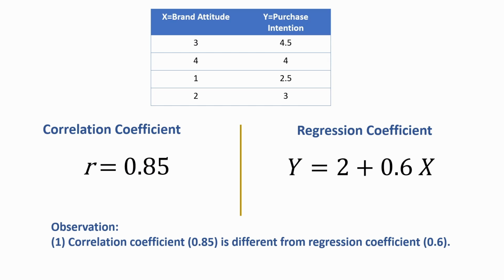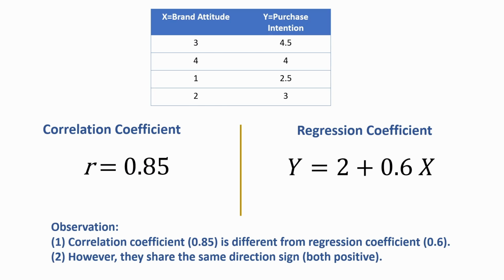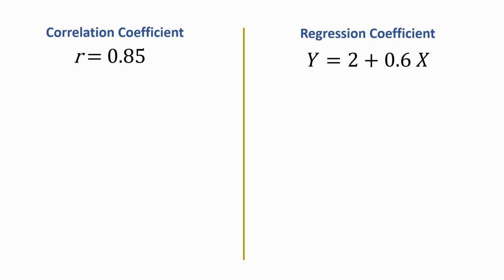The observation is that we know that the correlation coefficient 0.85 is different from the regression coefficient 0.6, but they share the same direction, namely both of them are positive. So what do these numbers mean?